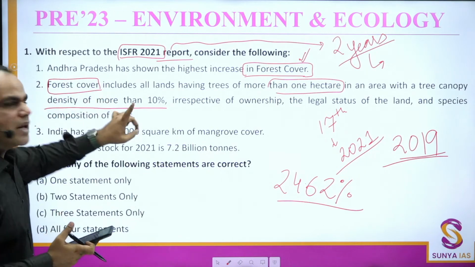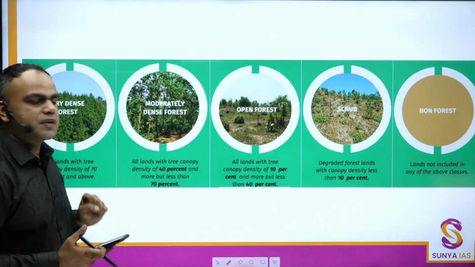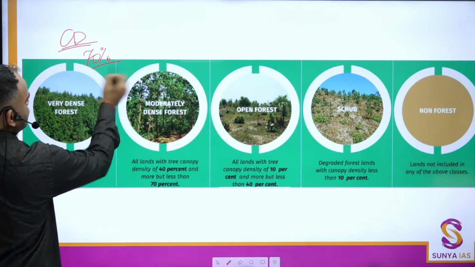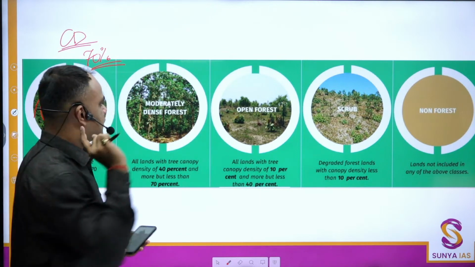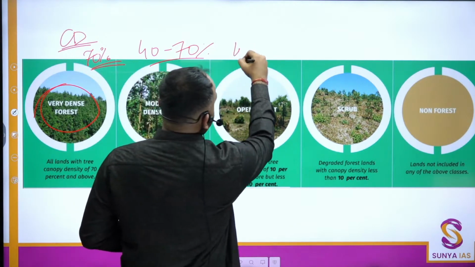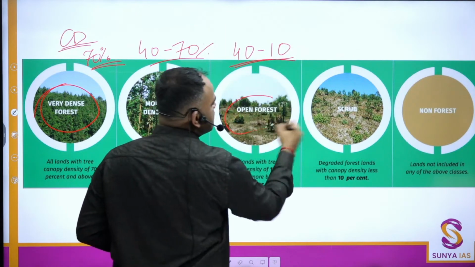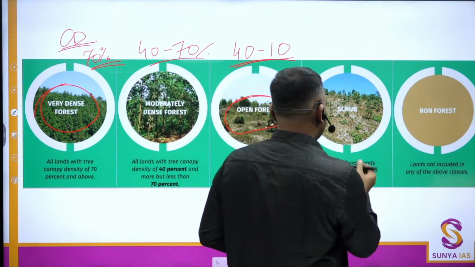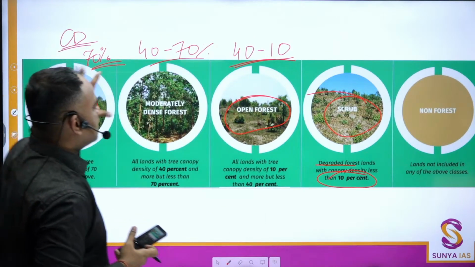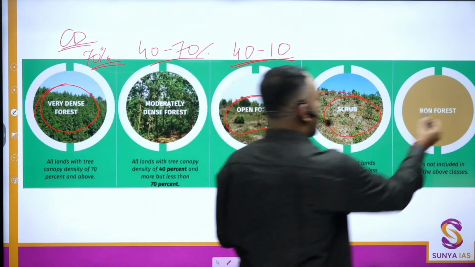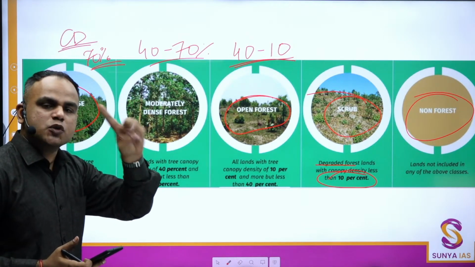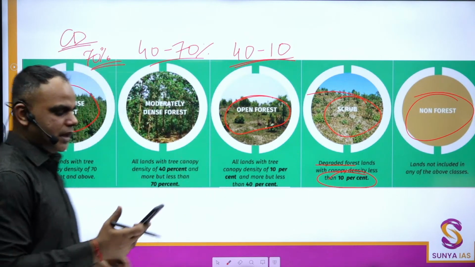And on canopy density, I still want to tell you there are further classifications. If the canopy density is 70% or more, we call that very dense forest. From 40 to 70%, we call it moderately dense forest. Between 10% to 40% is known as an open forest. And then degraded lands with less than 10% are known as scrubs. And of course, if the land is not classified into these categories, that is known as non-forest. So first of all, we need to understand that the division of forest is based on two parameters. One is area and the second is canopy density.